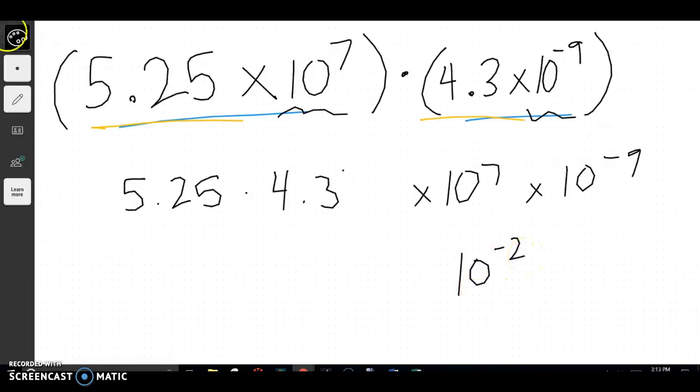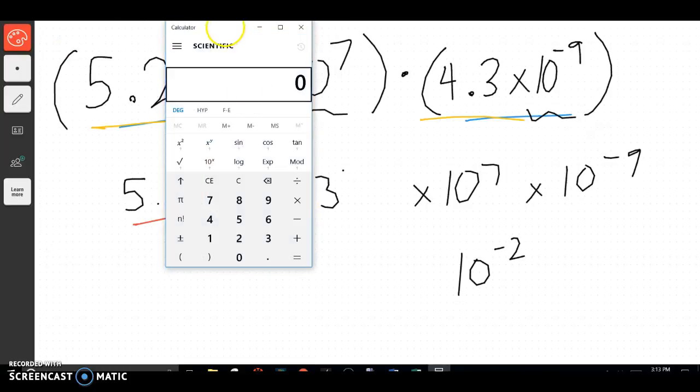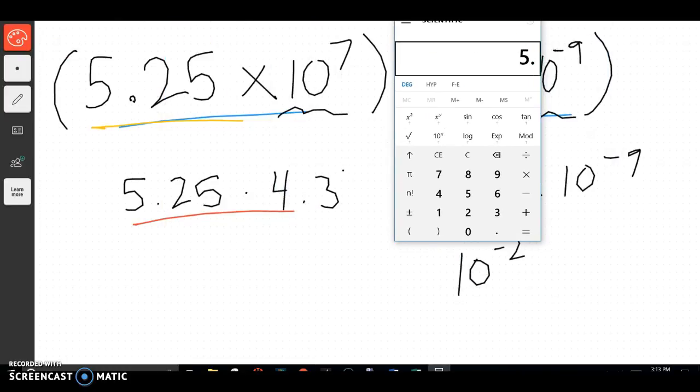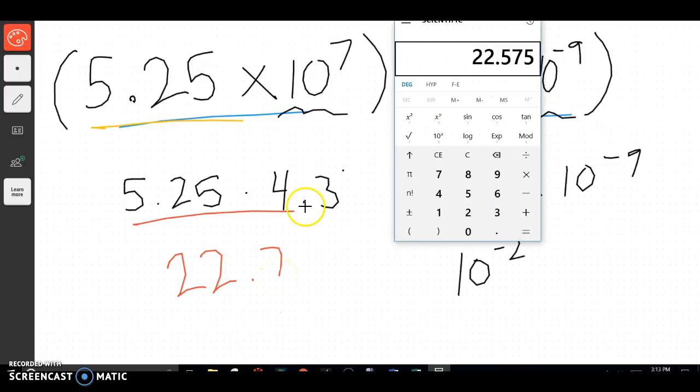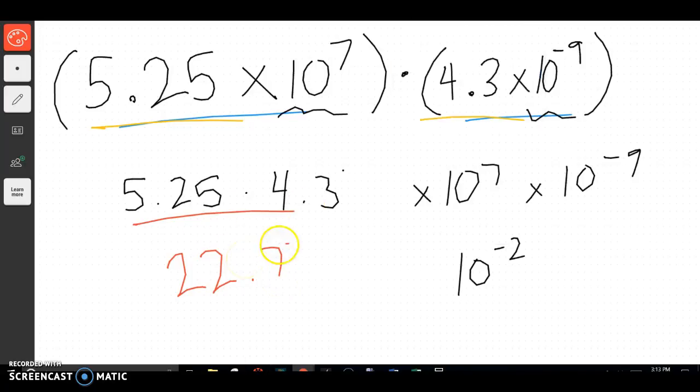Now we have to do this. I am not very good at doing that off the top of my head, so I'm going to bring up my calculator. And I get this big number. Pull that up again. 22.575. There we go.